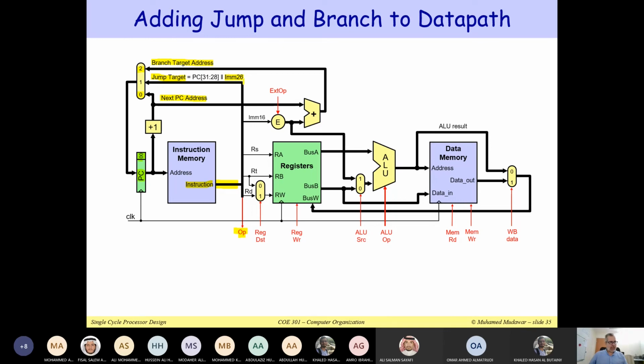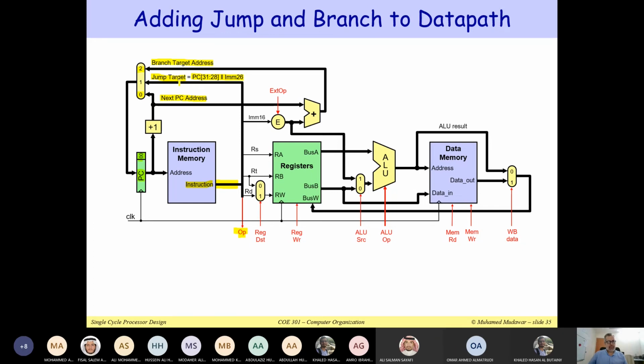So these are 26 wires on this bus. And we concatenate them with the upper 4 bits of the PC. And now we have the jump target. That's easy. That's what we have to do in the case of a jump instruction. So it's very easy to implement.